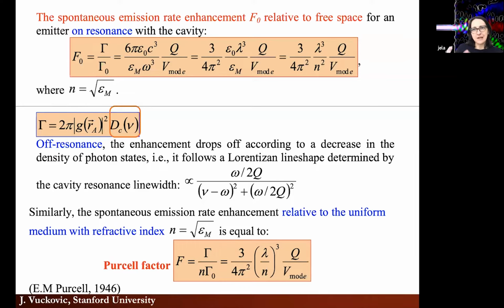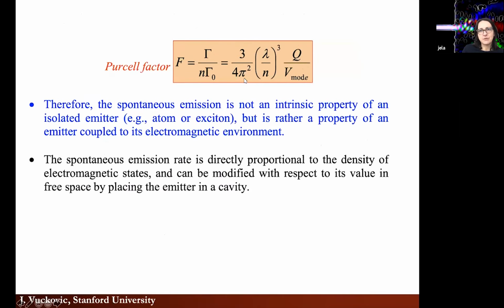So looking into modifications coming from simple reduction in the dimensionality of the system. Again, that's a maximum value, right? And here we derived it from Fermi's golden rule argument. We'll see that we can also derive it from different arguments, and we'll always obtain the same results.